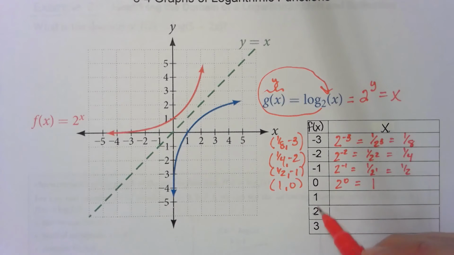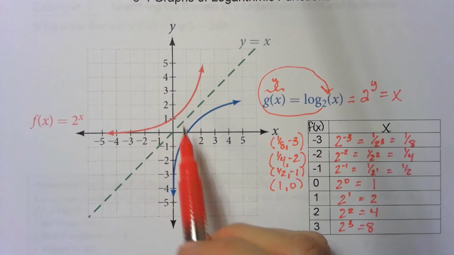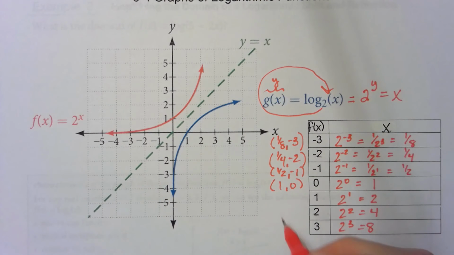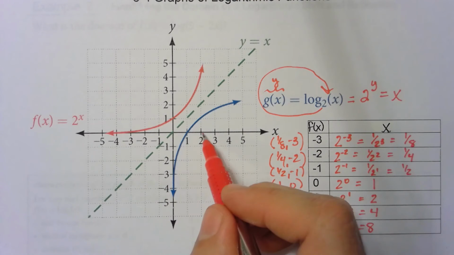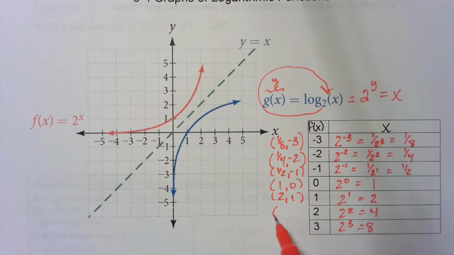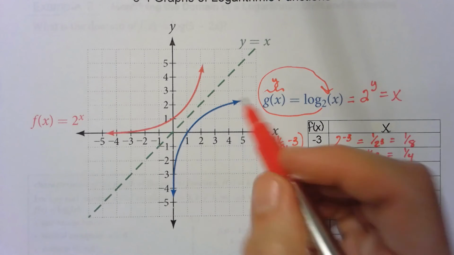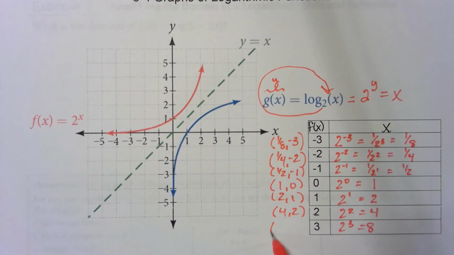Now we can raise 2 to all of these pretty quickly. 2 to the 1 is 2, 2 squared is 4, and 2 cubed is 8. Let's just see if we can see those on our graph. So we have the point 2, 1. We have the point 4, 2. And we have the point 8, 3, which is not on this grid. But now you can see how you come up with all of those values so that you could sketch a graph if you needed to.